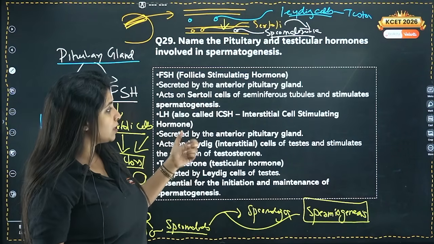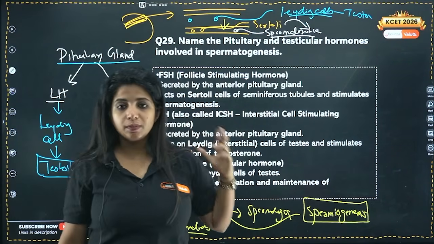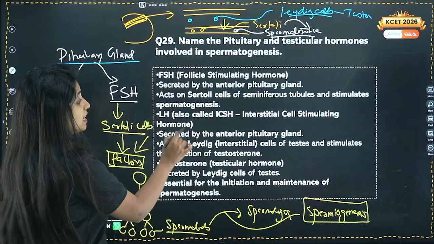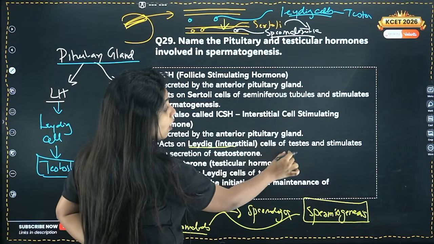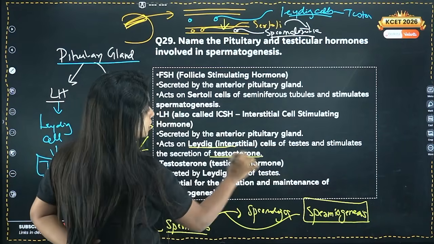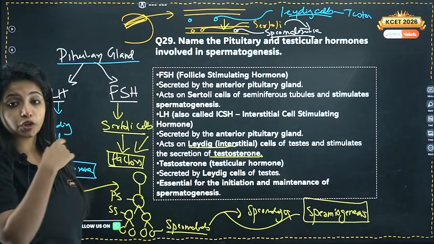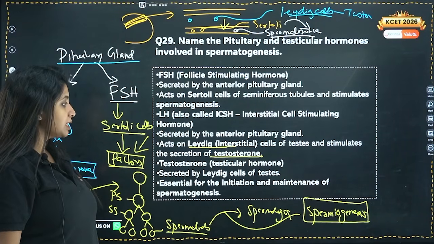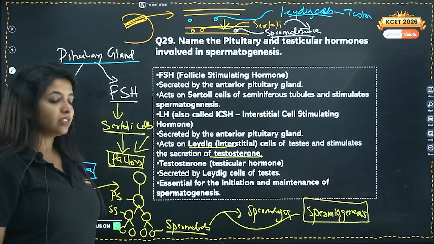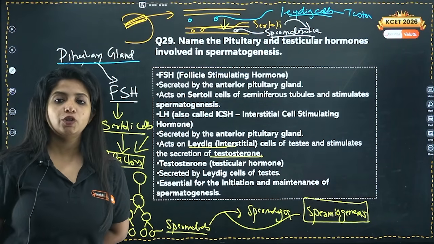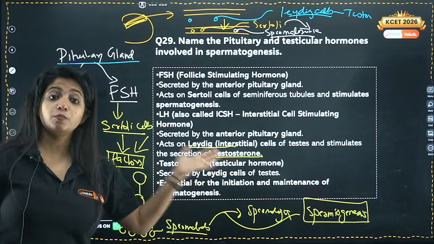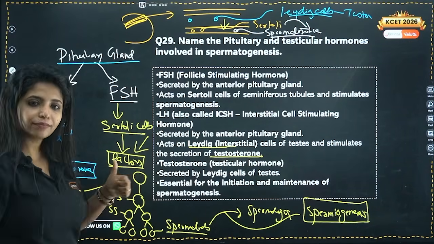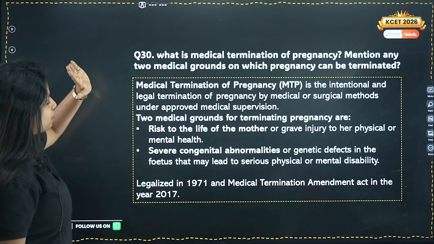LH, also known as ICSH, interstitial cell stimulating hormone, is secreted by, again, the anterior pituitary gland, acts on the Leydig cells of the testis and stimulates the secretion of testosterone. Now testosterone, which is a testicular hormone secreted by the Leydig cells of the testis, is essential for the initiation and the maintenance of spermatogenesis as a whole, especially for the formation of spermatozoa. This is known as spermiogenesis. Cool? Yes, ma'am.